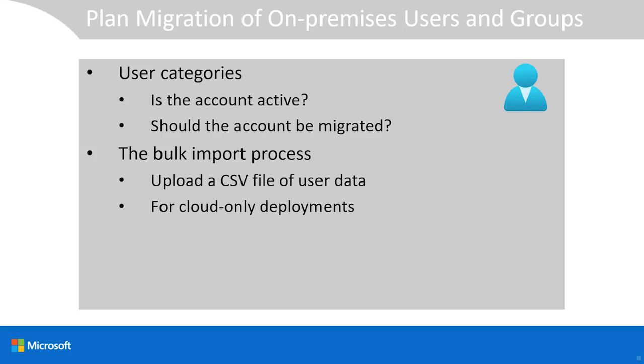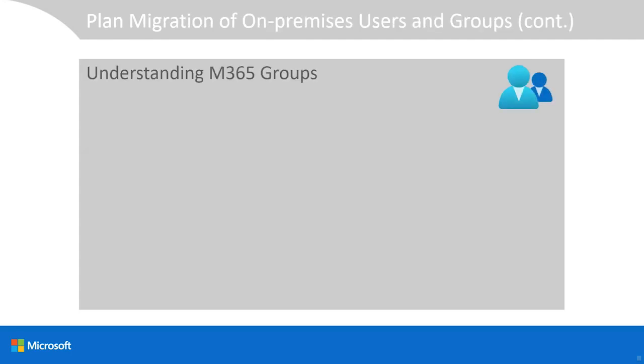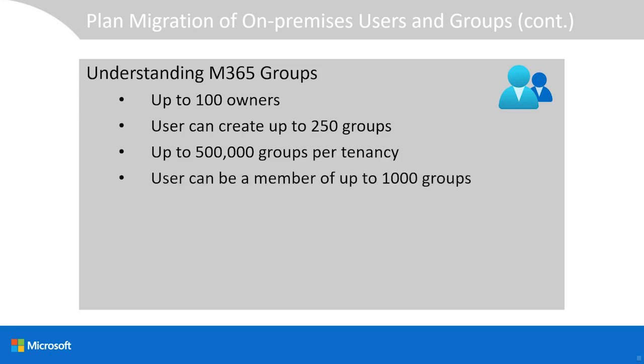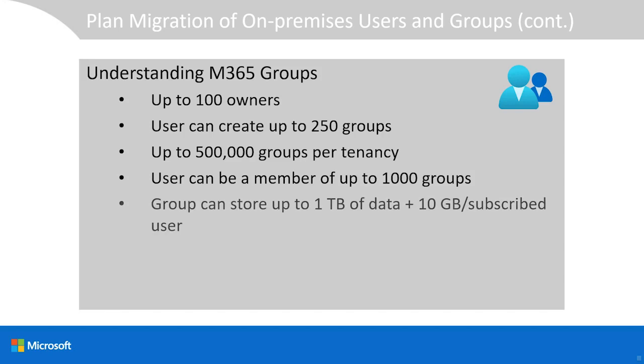You can make a CSV file of user data and upload it and have all your users automatically created. And a couple things to consider when you're creating Microsoft 365 groups. Each group can have up to 100 owners. Each user can create up to 250 groups. You can have up to 500,000 groups per tenancy, and a user can be a member of up to 1,000 groups. One group can store up to 1 terabyte of data plus 10 gig per subscribed user, and the group mailbox can be up to 50 gig in size.